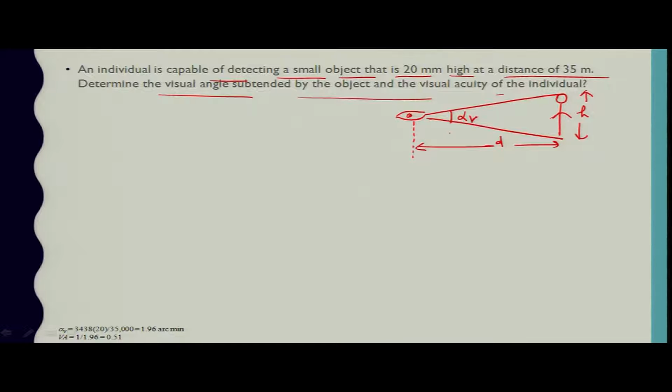So for small angles alpha, if alpha v is very small, alpha v is determined as the height of the detail divided by its distance from the eye, usually expressed in radians of arc. That radian of arc is usually converted into arc minutes. How do we convert it? One arc minute is about 1 upon 60 degree.